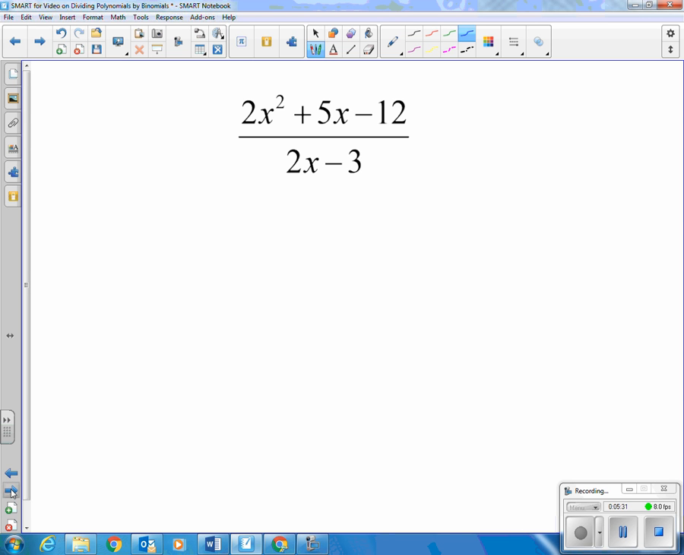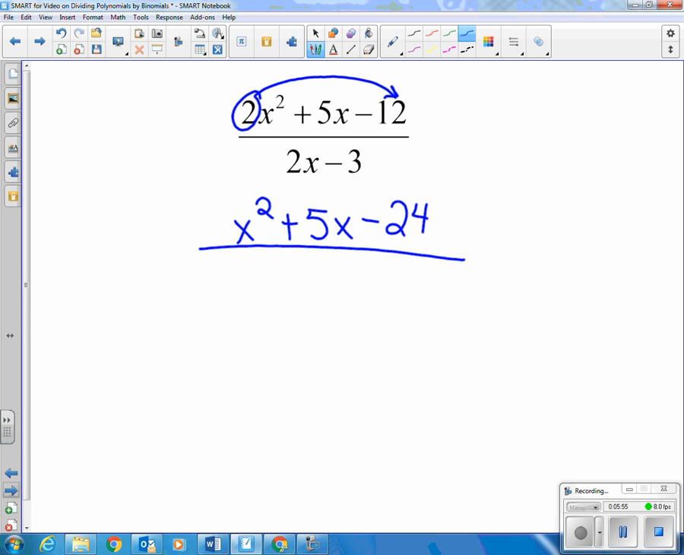This is going to use our slip and slide to get this one done, because I have a coefficient in front of my variable, so I need to make sure that I'm slip and sliding. So I'm going to take the 2 and I'm going to slip it all the way back here. So that gives me x squared plus 5x minus 24. All that is going over 2x minus 3.